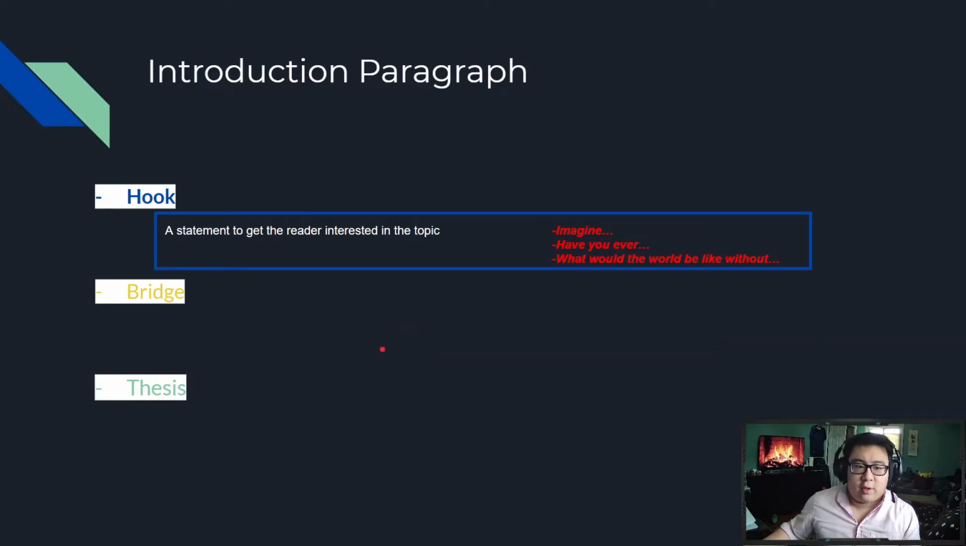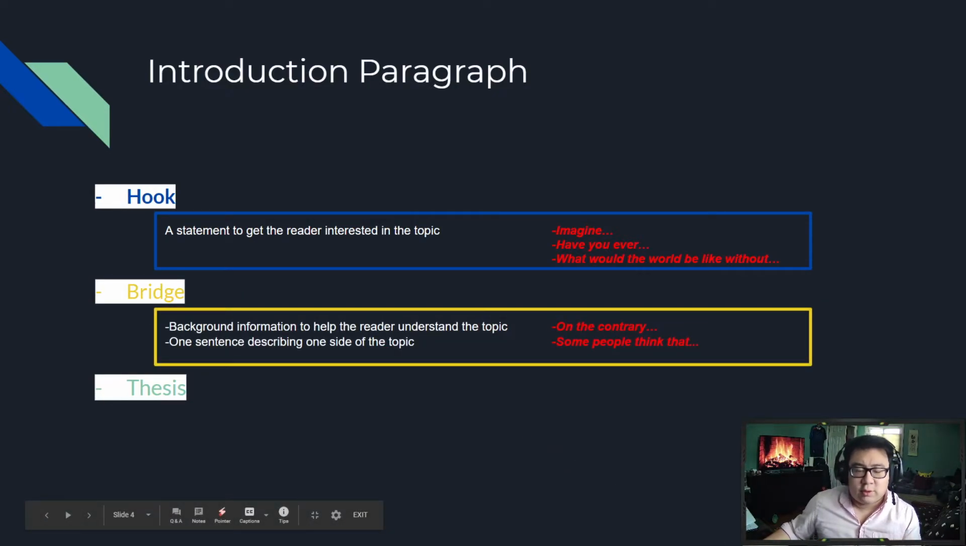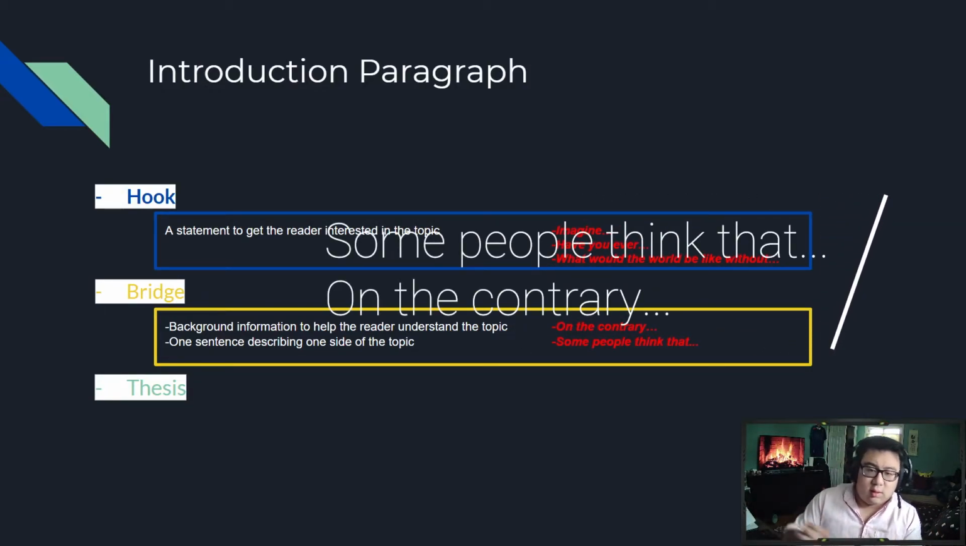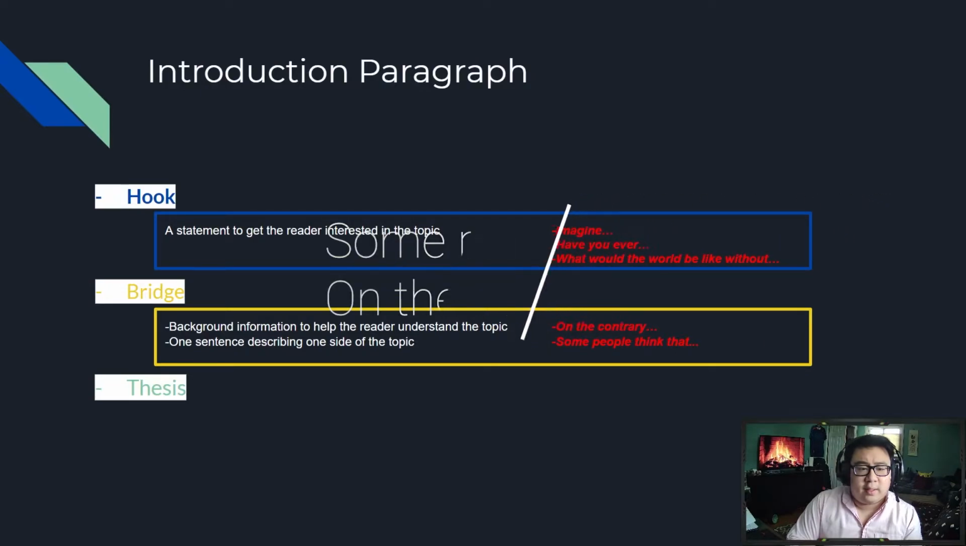After we have our hook, once the reader is in, once they're interested, we need to give them a little bit more information about the topic, right? So we have a bridge statement, some background information to help them understand better. Some people think that, or on the contrary, right? Usually 1, maybe 2 sentences describing the topic and the ideas behind it.